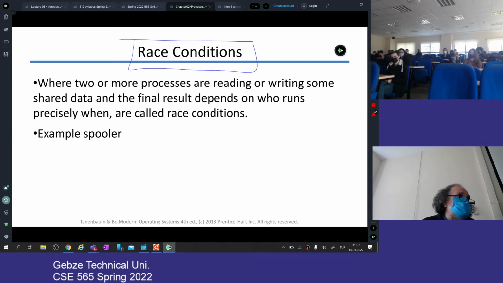If my result is not exactly the same, then there is a race condition between these two processes or threads. It's called a race condition, and we don't like race conditions and we have to deal with it.